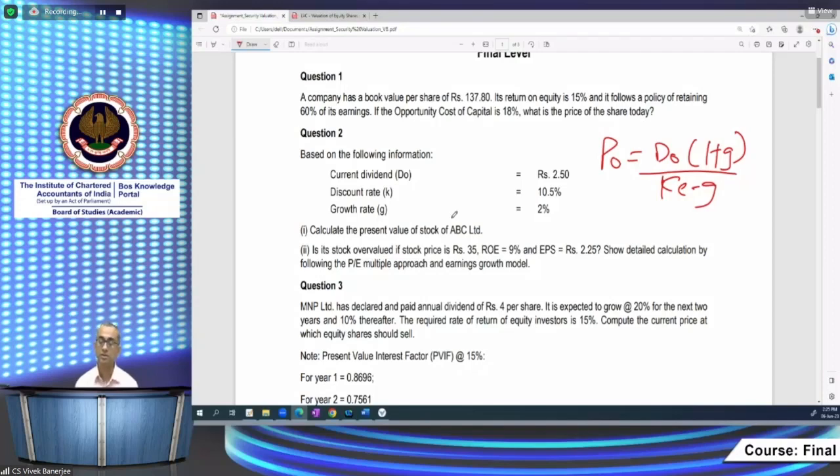Okay, so two information given. Return on equity is given and EPS is given. And you have to calculate the present value according to both the price earning multiple approach and earning growth model. And then you have to give your recommendation whether to buy the shares or sell the shares, or whether the shares are overvalued or undervalued. So let us solve this question.